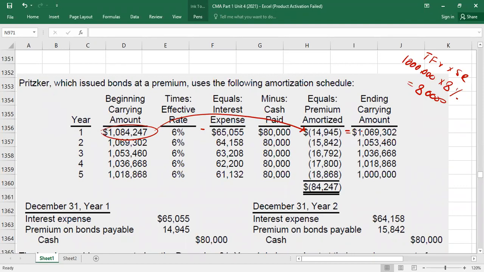This ending of the first year will be the beginning carrying value of the next year. Again, I will repeat the process. Multiply by the market rate. I will get the interest expense. Actually I paid how much? 80,000. The difference of these two is called amortization of premium. Again, beginning minus this, you will get the ending carrying value. Again, this ending carrying value will be the beginning for the third year. You will repeat the process. And at the end of the 5 years, you will have only the face amount left in your balance sheet, which you have to repay.